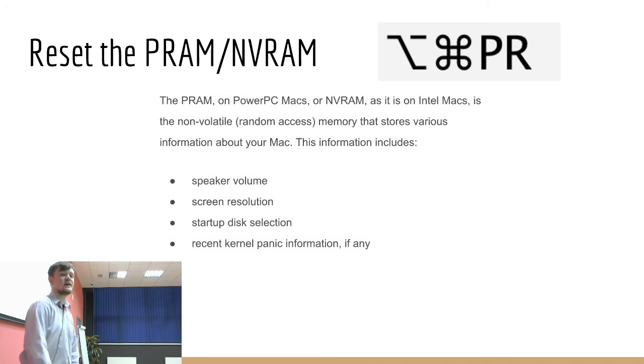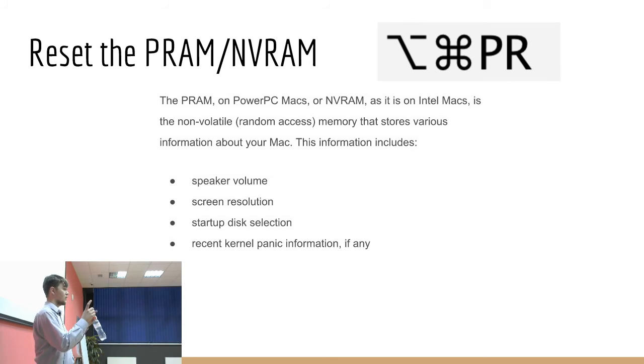Okay, reset the PRAM and NVRAM. What's the difference? No difference. Because the PRAM is for the operating systems that work on PowerPC Macs, that's 10.4 and lower. The NVRAM is for all operating systems 10.5 and higher. And NVRAM stands for non-volatile random access memory.